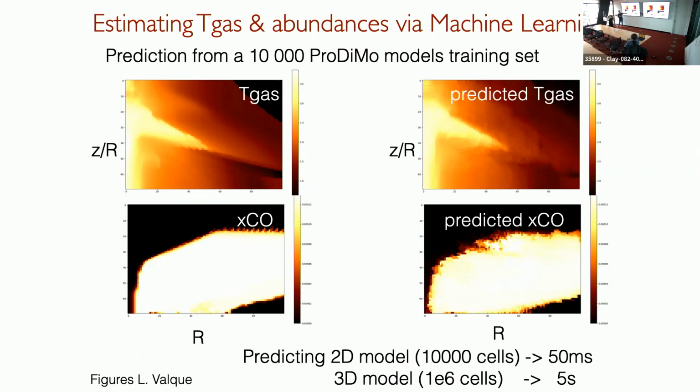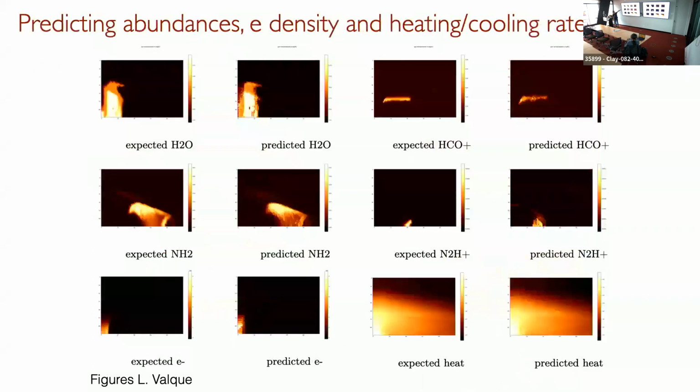And of course, it's really fast. It takes 50 milliseconds instead of 2 hours. So even if we extrapolate to 1 million cells, it would just take a couple of seconds to run all of that. And it works for a lot of things.